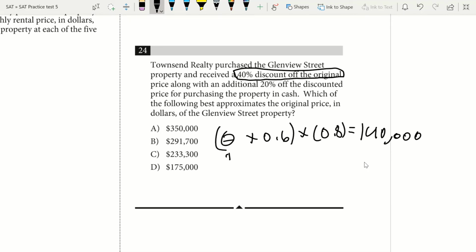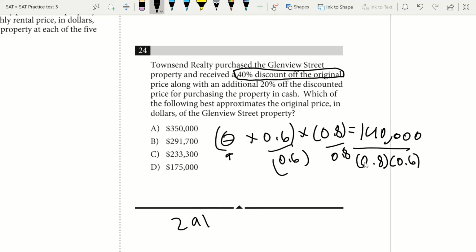So now what I'm going to do is manipulate this to solve for my original price. So when I do that, I have to divide by 0.6, and I also have to divide by 0.8. I divide this side by 0.8 and 0.6. So now I'm going to plug that into my calculator here, and we will see what I get. So I got 140,000 divided by 0.8 in parentheses times 0.6 end parentheses, right? I do that, and I get 291,000 and about 700. So my answer there is going to be B.